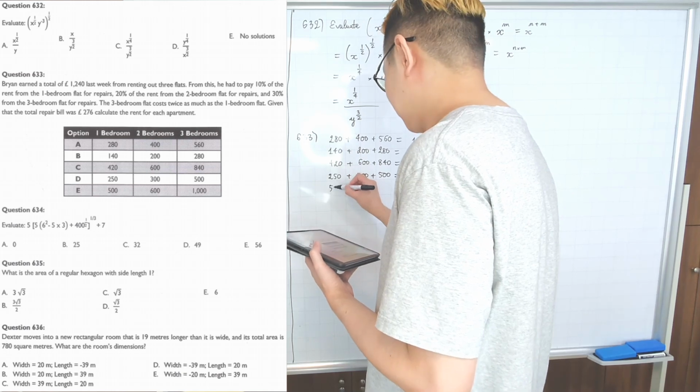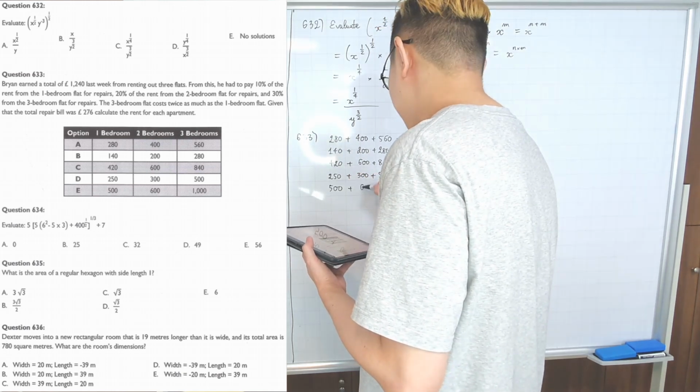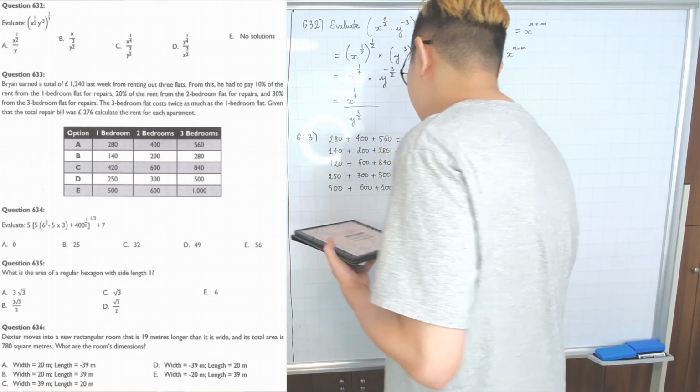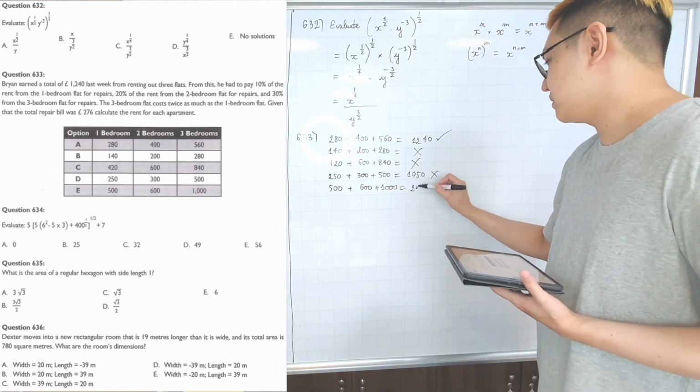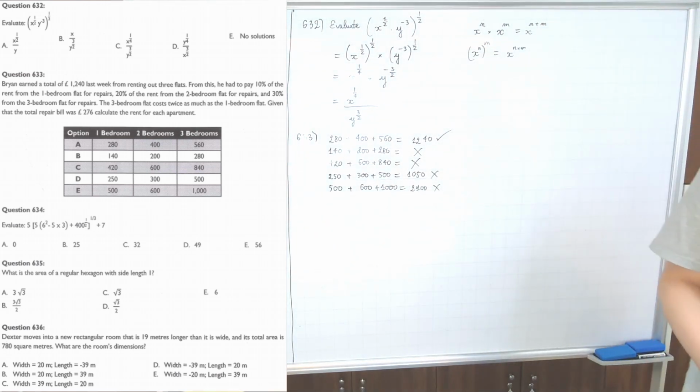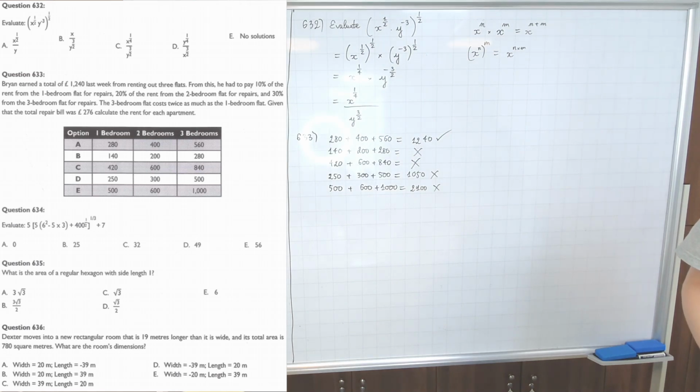Okay, so you can see clearly this is 2100, which is no. So the only answer is A, isn't it? Can you check?